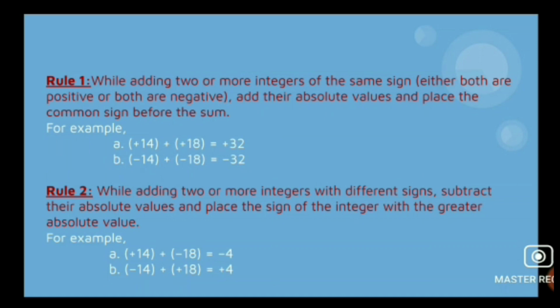Next sum, minus 14 plus 18. Here also we have alternate signs, so we have to subtract and put the greater number's sign. Here the greater number is 18. The sign of 18 is plus. So the answer is plus 4.